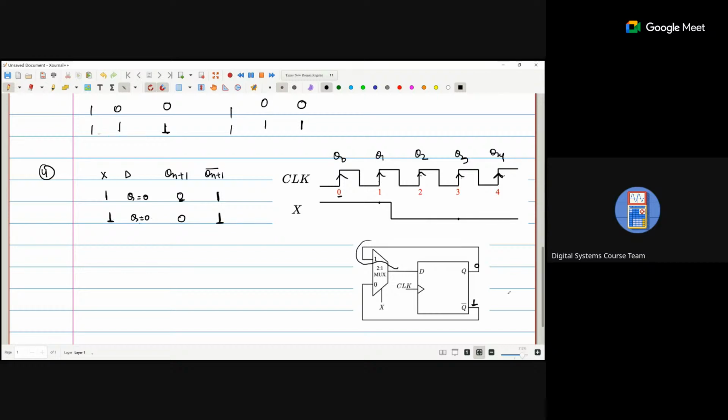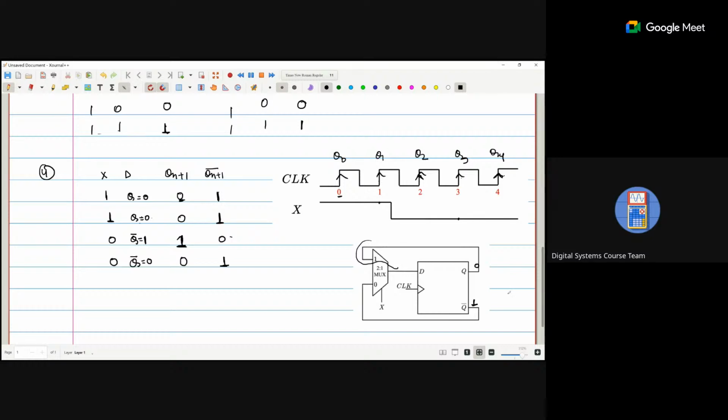Now for the next clock pulse, x is 0. If x is 0, q bar is selected, and that is 1. If it is 1, what is the output? Qn is 1. Now again 0 is applied, q bar is selected, that is 0. So here we are getting 0 and here we are getting 1.